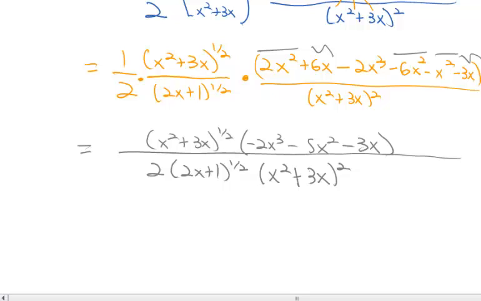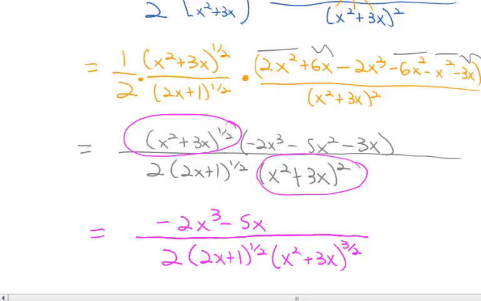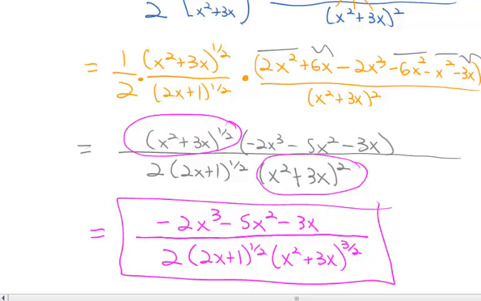One last thing I want to do to simplify. I notice we've got a similar factor here in x squared plus 3x in both top and bottom. We can simplify that by subtracting the exponents, and since there's more in the denominator, the leftovers will be in the denominator. So in the denominator, we'll have 2 times 2x plus 1 to the 1/2 times x squared plus 3x to the 2 minus 1/2. Well, that's 4 minus 1 is 3/2. And so our numerator is left negative 2x cubed minus 5x squared minus 3x. That was a beautiful problem.